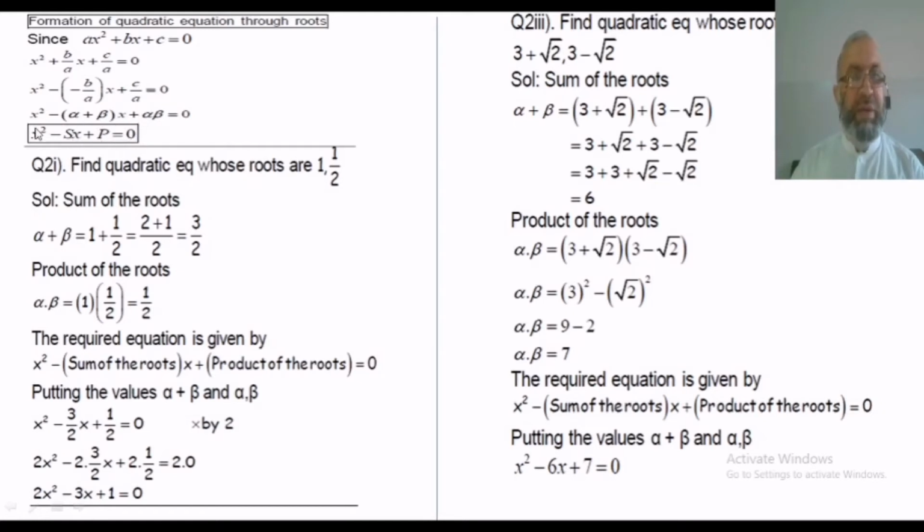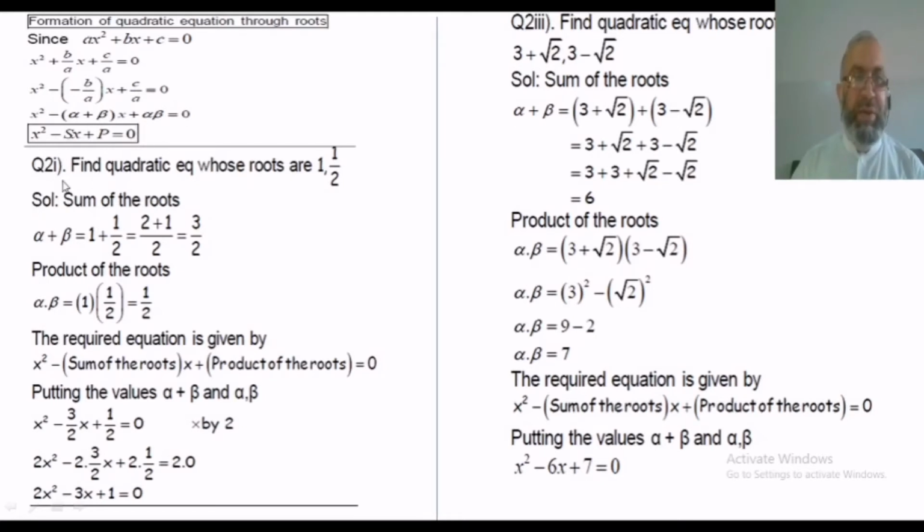So in short, we can write the formula for formation of a quadratic equation as x square minus sx plus p is equal to 0, where s is the sum of the roots and p is the product of the roots. So to form a quadratic equation when its roots are given, we have to find two things, the sum of the roots and the product of the roots, and put them in the given relation. Thus we will get the required equation.